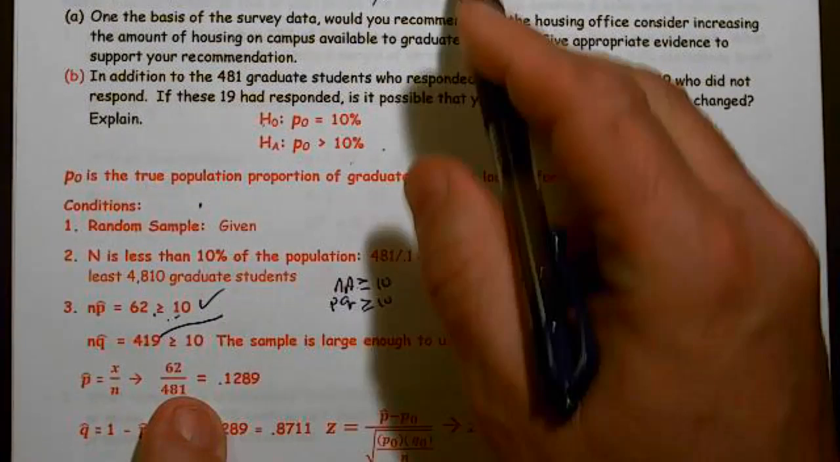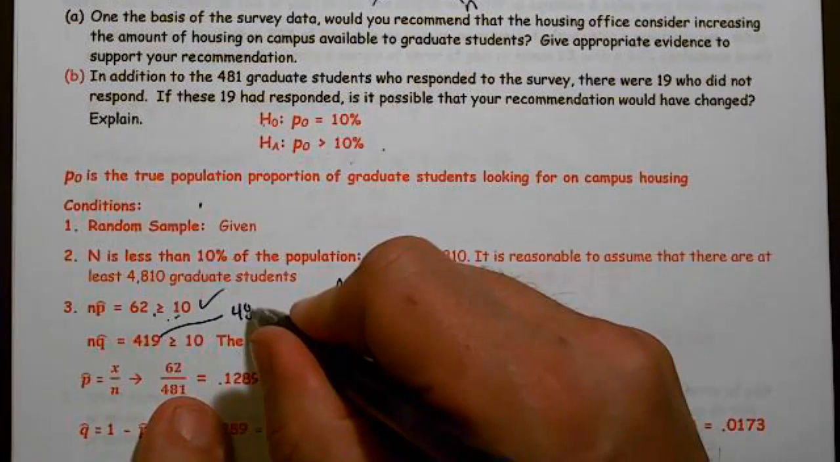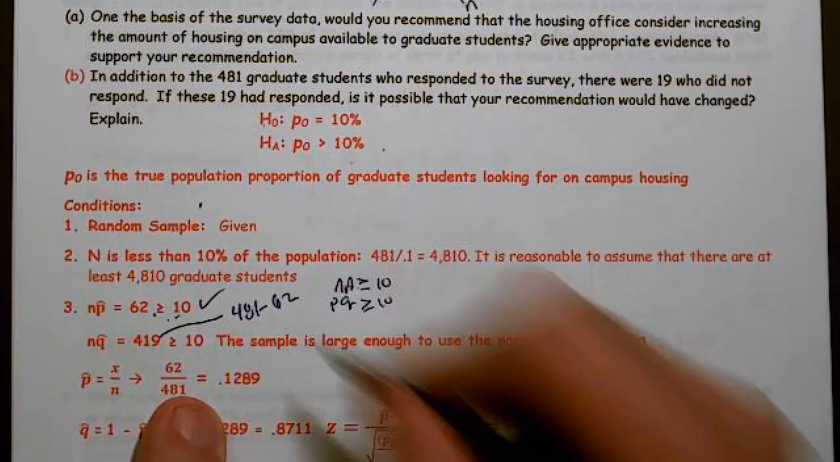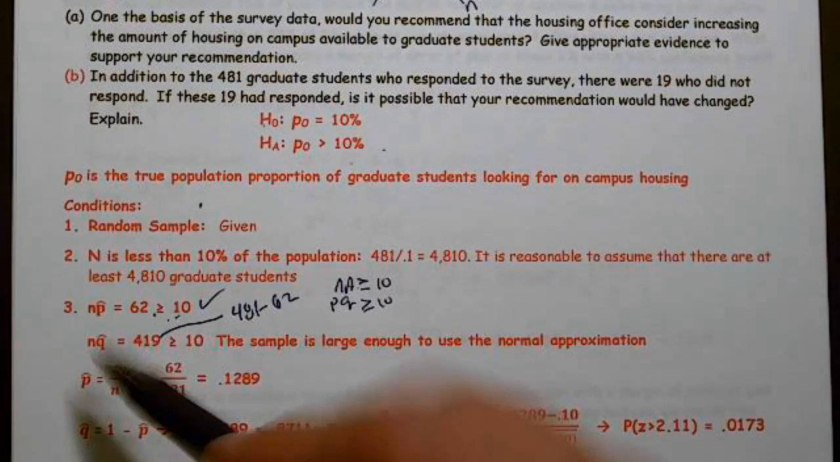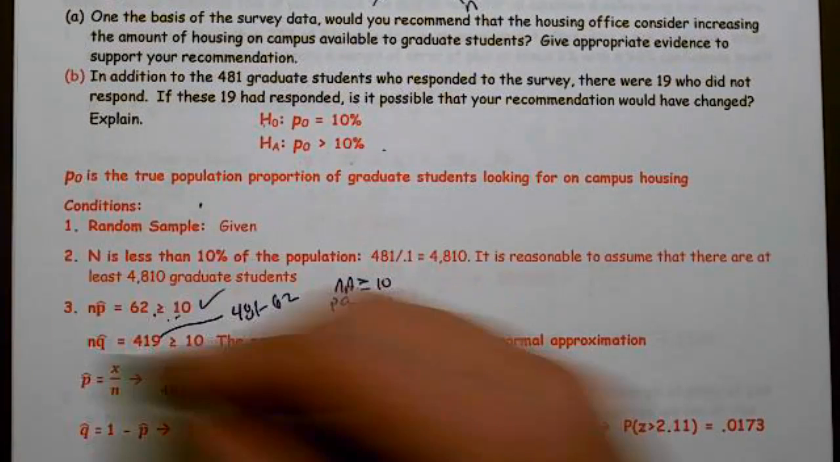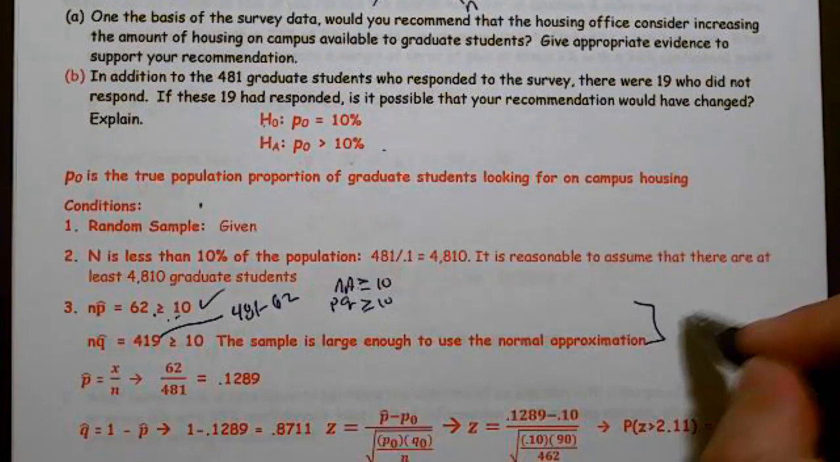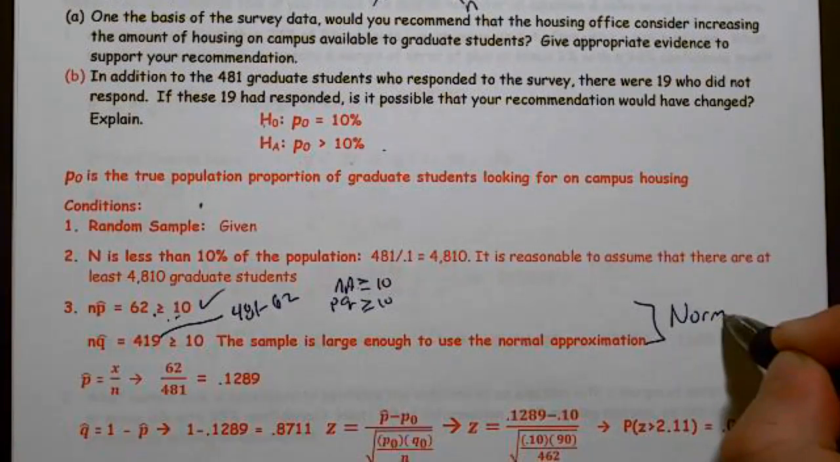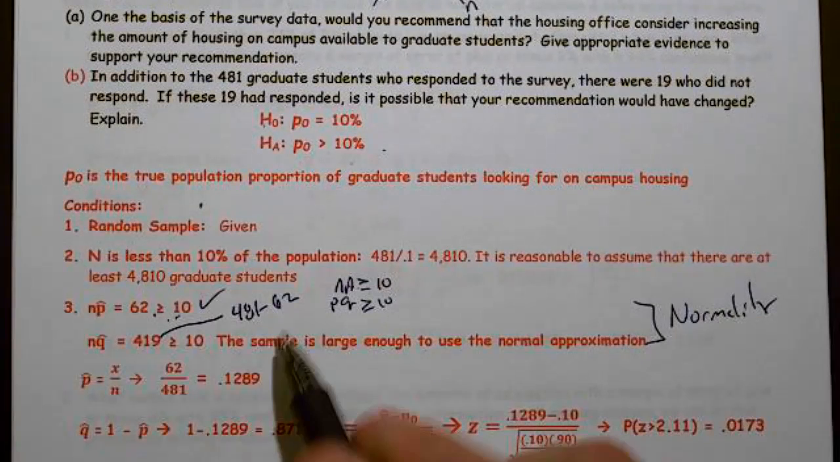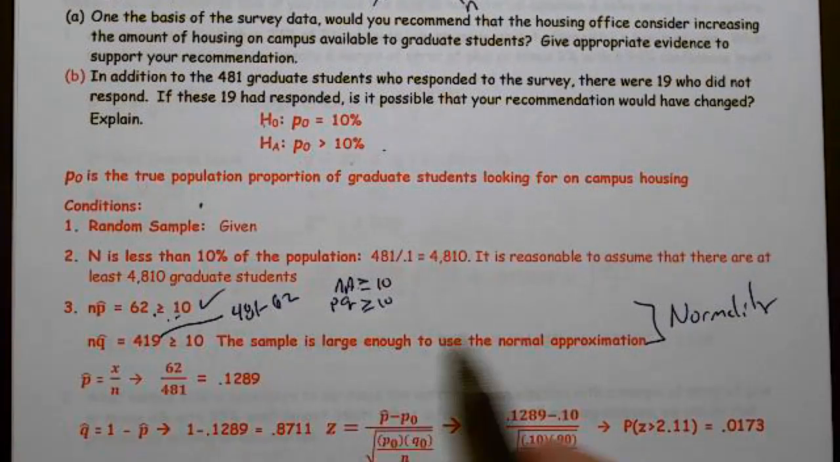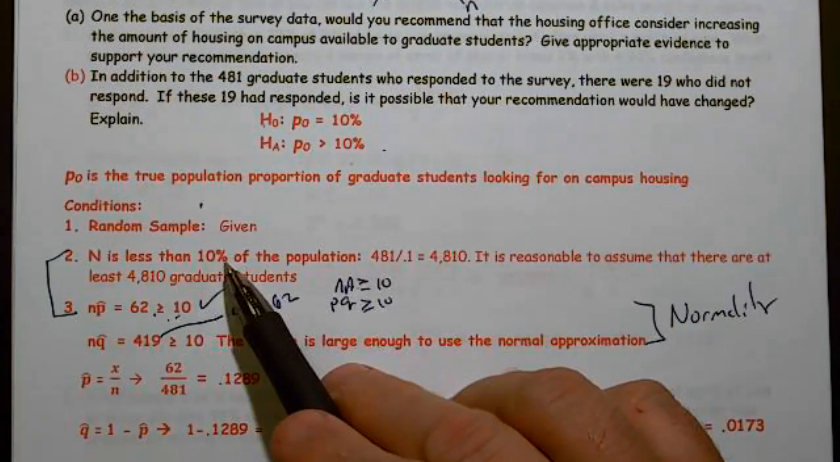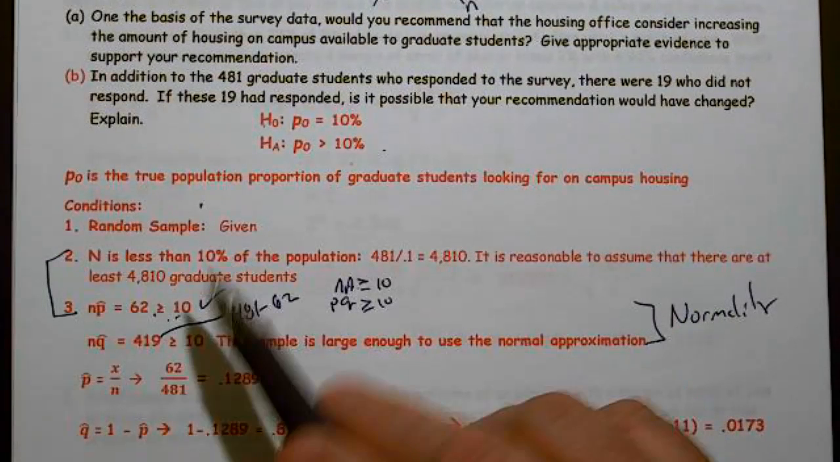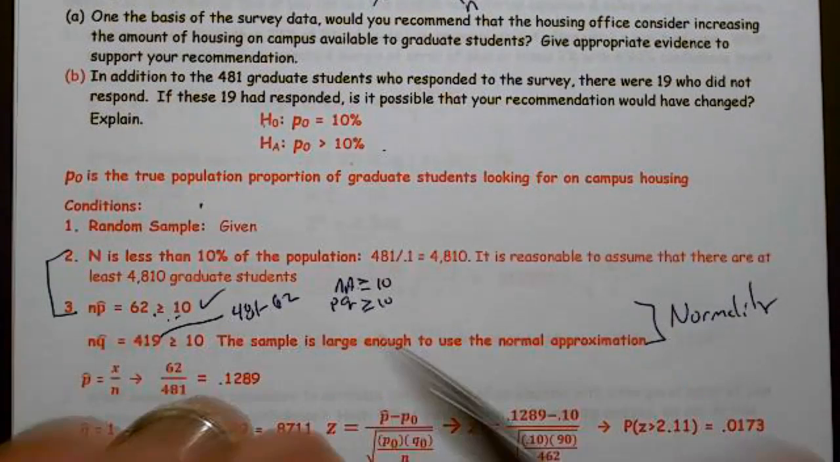Well, we had 481 minus the 62. That's 419, who said that they didn't want it. That's greater than 10. Because both of these two together make up my normality. Because both are greater than 10, the sample is large enough. And remember, these two together make Goldilocks, all right? Not too big, but big enough.